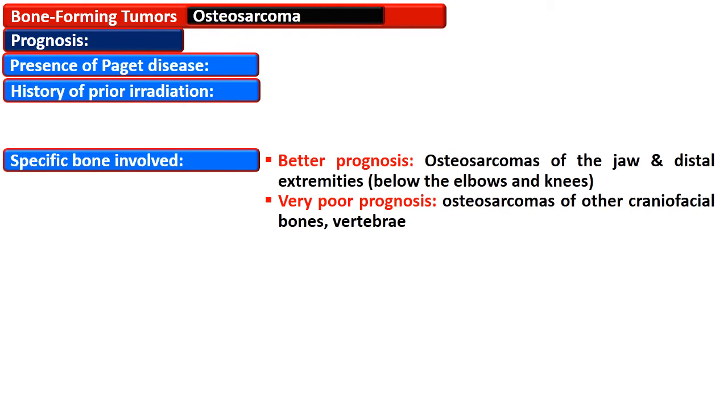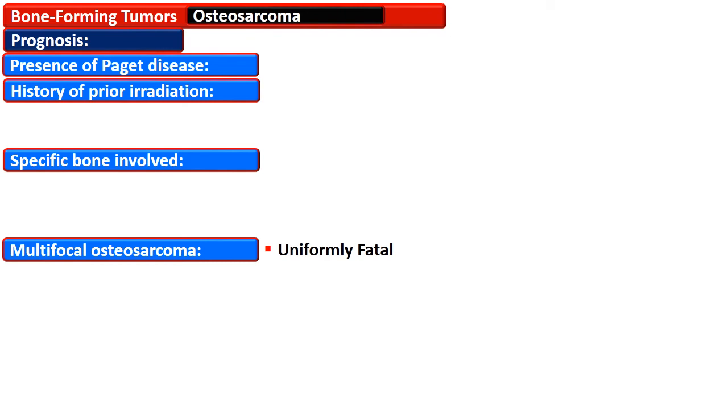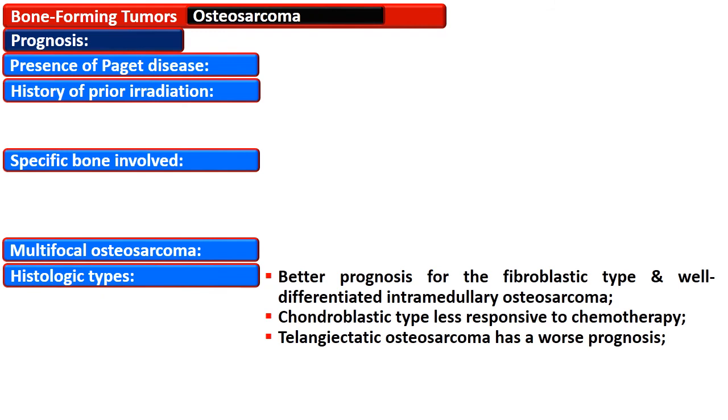It has a better prognosis if it is affecting the jaw and distal extremities, and it is associated with a poor prognosis if the other craniofacial bones and vertebrae are involved. If the osteosarcoma is multifocal, it is uniformly fatal.